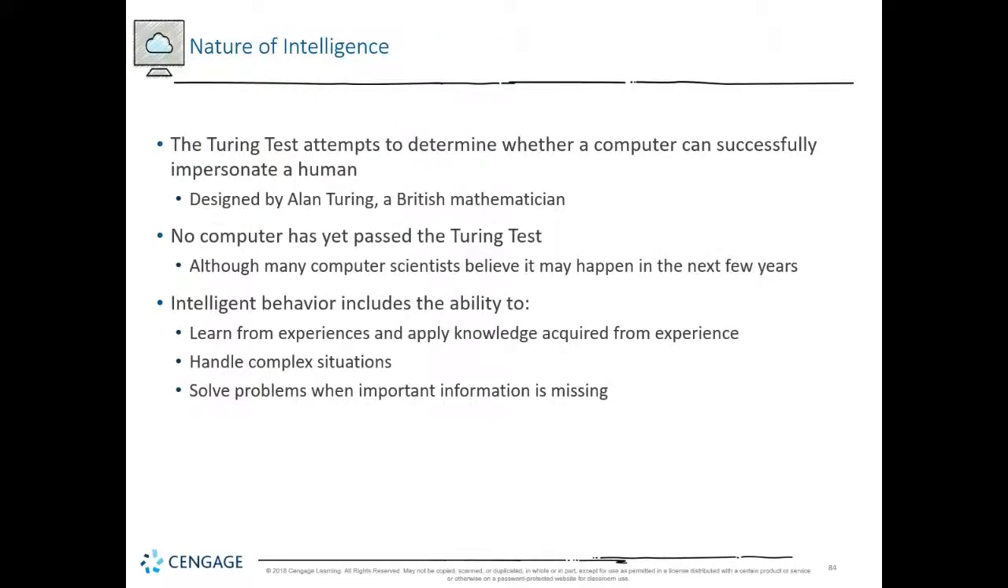Nature of intelligence. The Turing test, designed by Alan Turing, a British mathematician, attempts to determine whether a computer can successfully impersonate a human. No computer has yet passed the Turing test, although many computer scientists believe it may happen within the next few years. Intelligent behavior includes the ability to learn from experience and apply knowledge acquired from experience, handle complex situations, and solve problems when important information is missing.